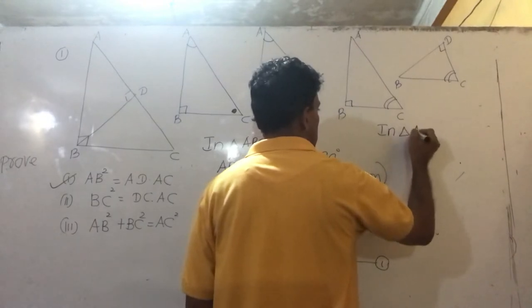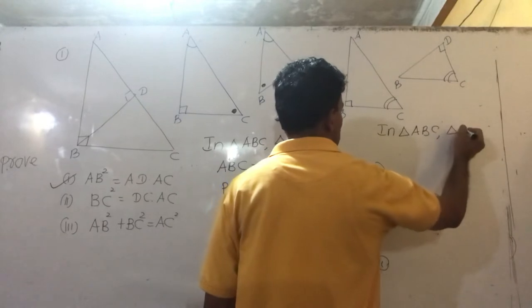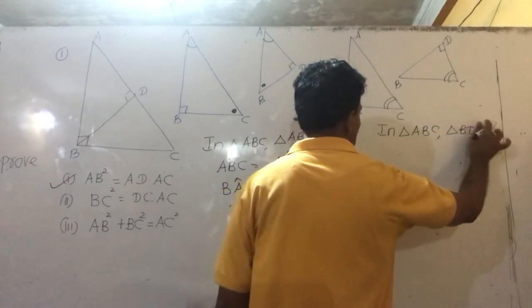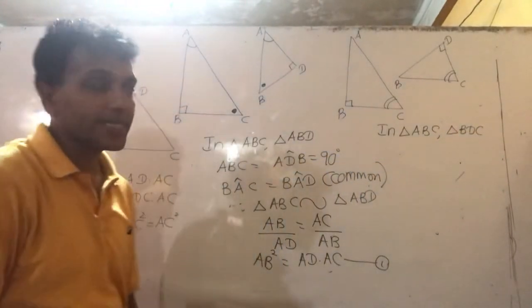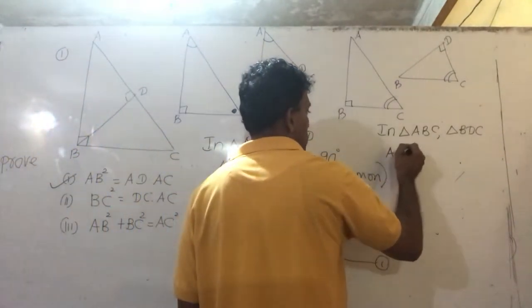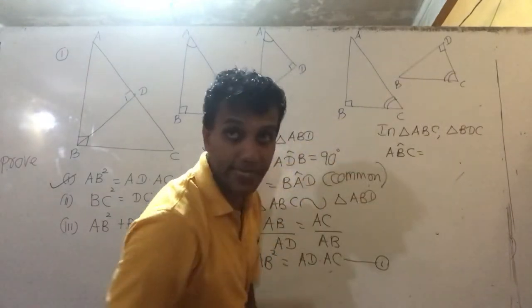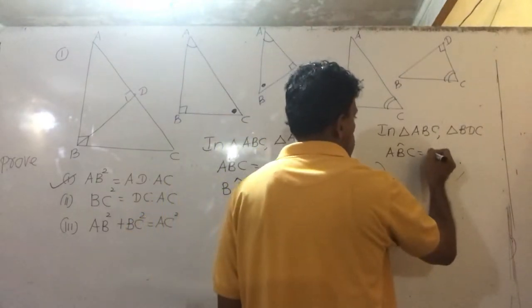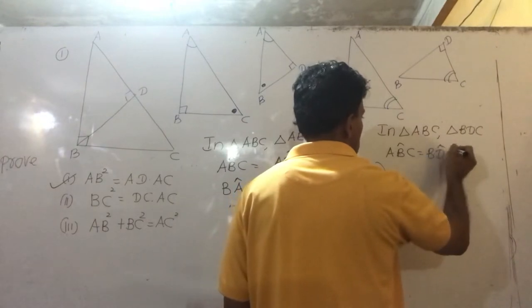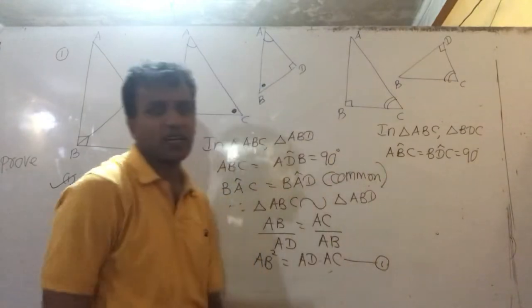In triangle ABC, come on, triangle BDC. ABC, BDC, here 90. Angle ABC, angle BDC, right? They are both the same magnitude because of 90 degrees, or theta.